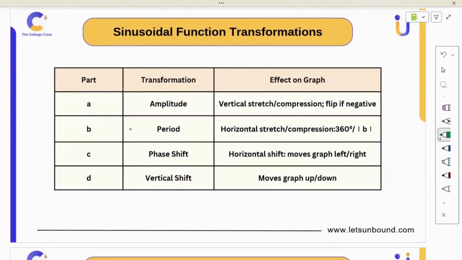Now, a is for amplitude, like vertical stretch or compression, and a flip if negative. And b also affects the period, and its effect on the graph is a horizontal stretch or compression based on the number b. Its period can be calculated by 360 by mod b. This is important; we will use it in many places. And c means phase shift. Actually, we can say horizontal shift, but for sinusoidal functions we use the word phase shift. It moves the graph left or right depending upon the c value. And d is the vertical shift, moving the graph up or down.